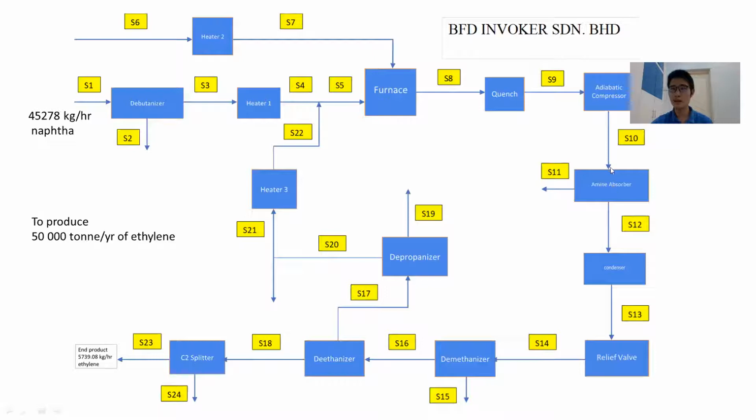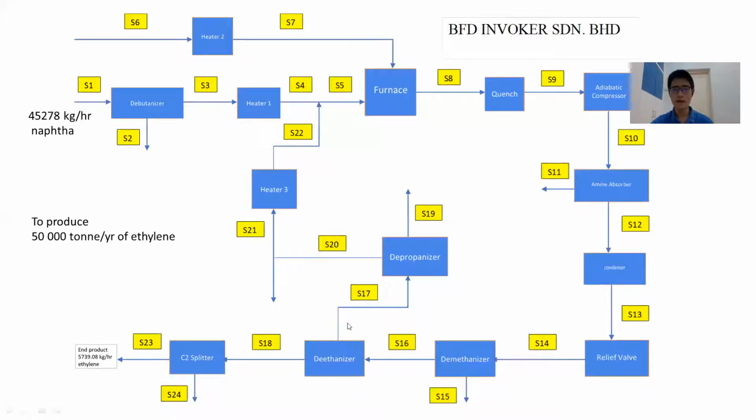The components of the flue gas will be separated in the amine absorber to remove the toxic substances, which include methane or carbon monoxide. After that, it will be condensed in the condenser. After that, the pressure will be reduced. The pressure will be controlled in the relief valve. After that, it will enter the debutanizer, then the ethanizer, then the C2 splitter. And then the end product will be collected, just like I said, in the distillate of the C2 splitter.